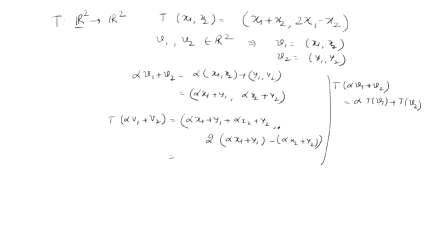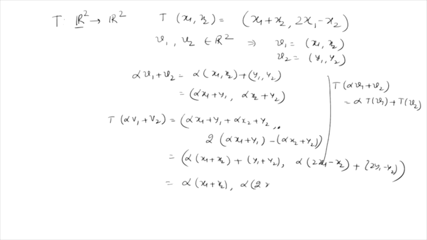Now, this can be written as alpha times (x1 plus x2, 2x1 minus x2) plus (y1 plus y2, 2y1 minus y2). That is, it is alpha times (x1 plus x2, alpha 2x1 minus x2, y1 plus y2, 2y1 minus y2), okay, addition of these two.